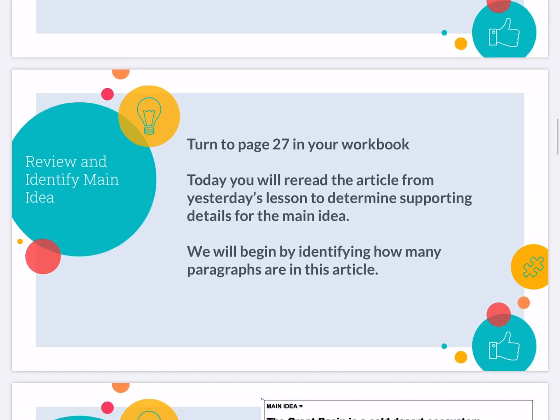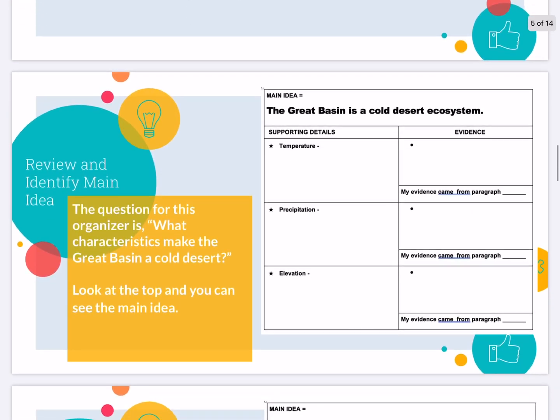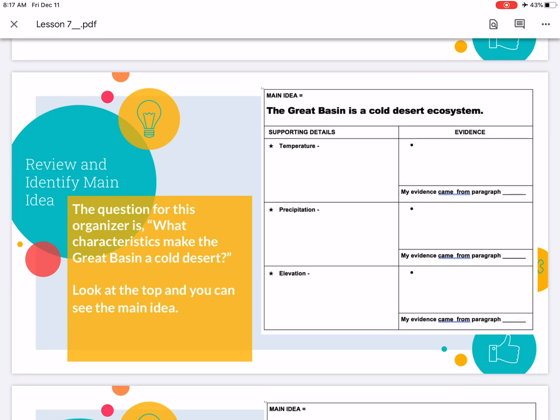Now, on page 27 in your workbook, you're going to see this graphic organizer. This graphic organizer is going to help us to get ready to write a paragraph on Monday. So, you will need to have this done today. It's going to help you for Monday. Don't slack on it. Try to get it done the very best that you can. Now, with our graphic organizer, we have what characteristics make the Great Basin a cold desert.